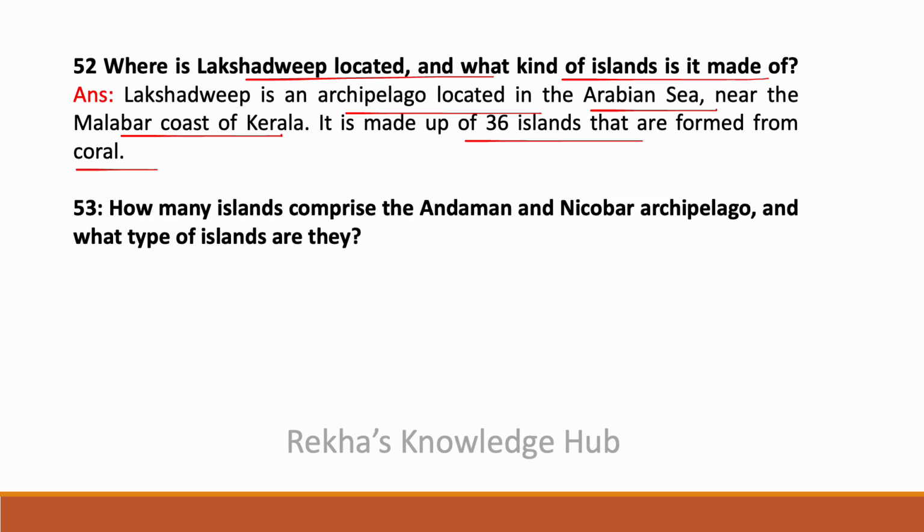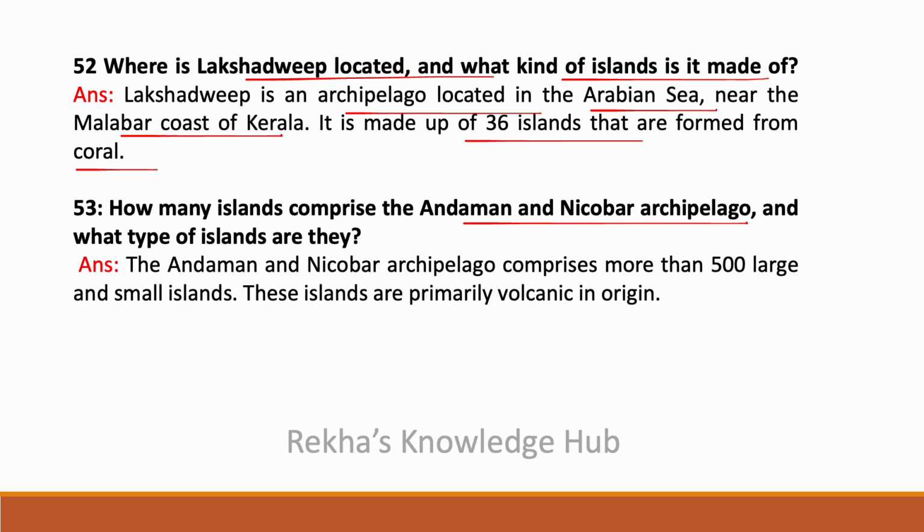How many islands comprise the Andaman and Nicobar archipelago and what type of islands are they? The Andaman and Nicobar archipelago comprises more than 500 large and small islands. These islands are primarily volcanic in origin.